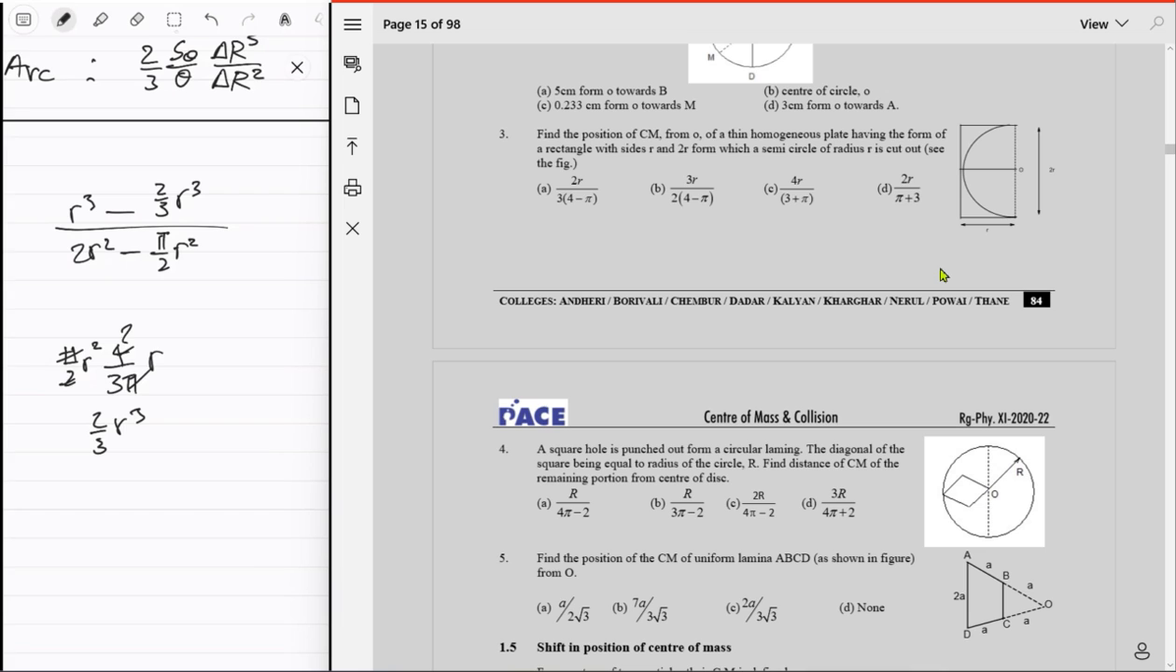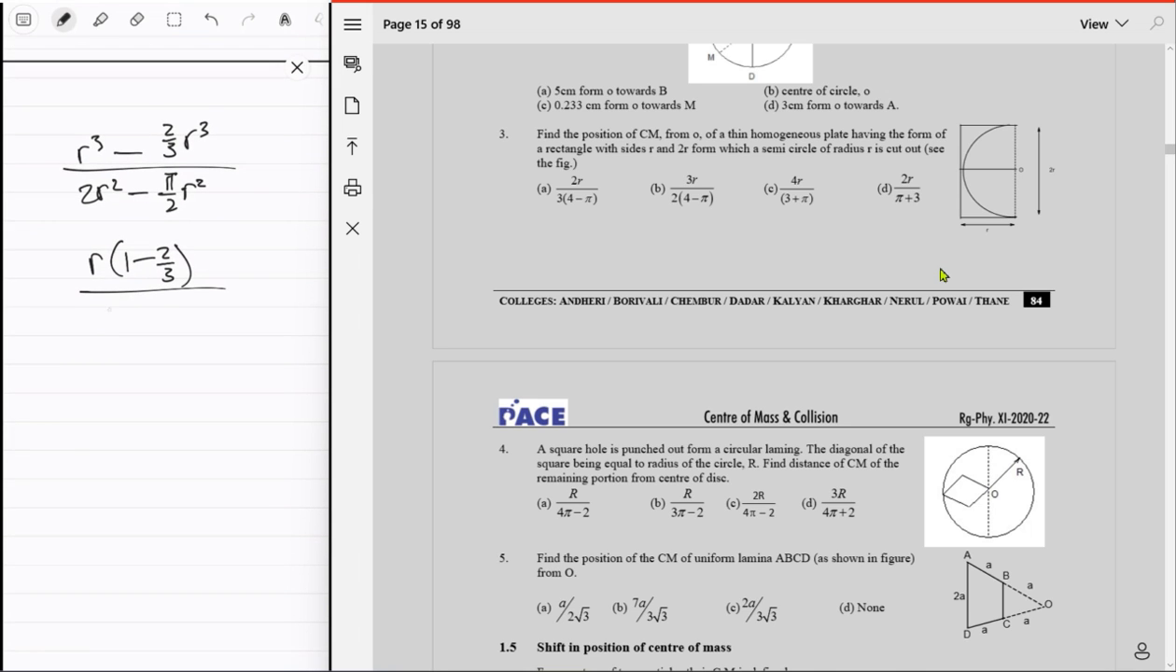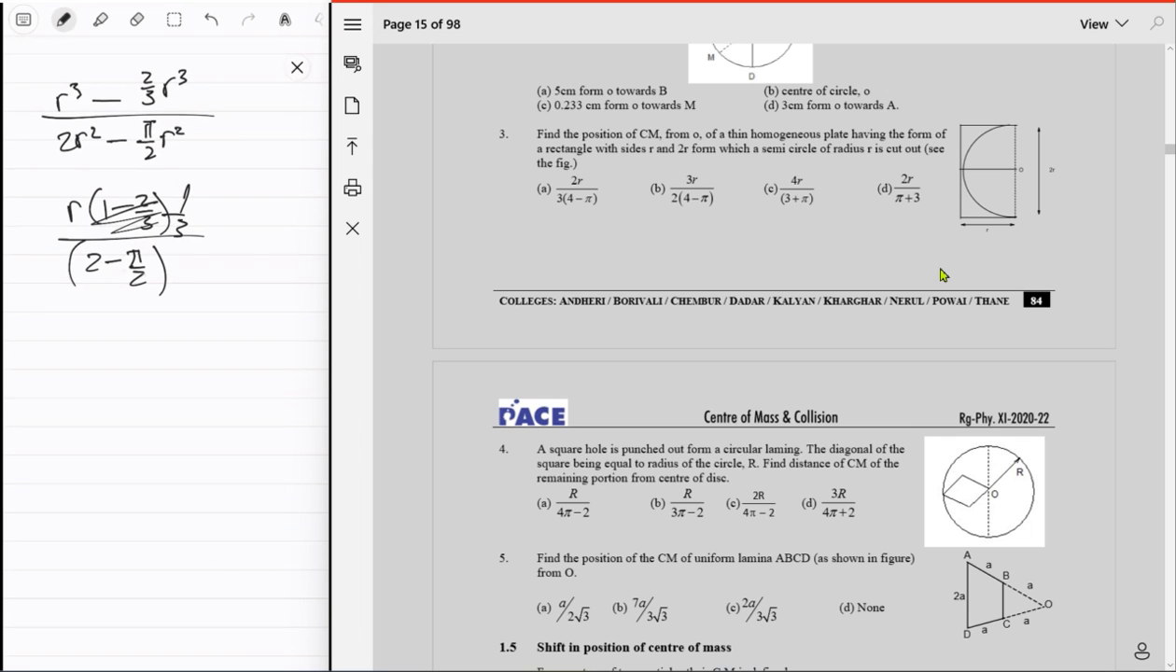Okay, so this is the thing. Now you might be thinking, what about the areal density factor? Well, it's going to get cancelled anyway, right? We don't care about that. So I just got r times 1 minus 2/3 upon 2 minus pi upon 2. That's it. Just 1/3 over there. Just have 4 minus pi upon 2 upon 2 upon 3 times 4 minus pi, and that's r, which is A, I think. Next question.